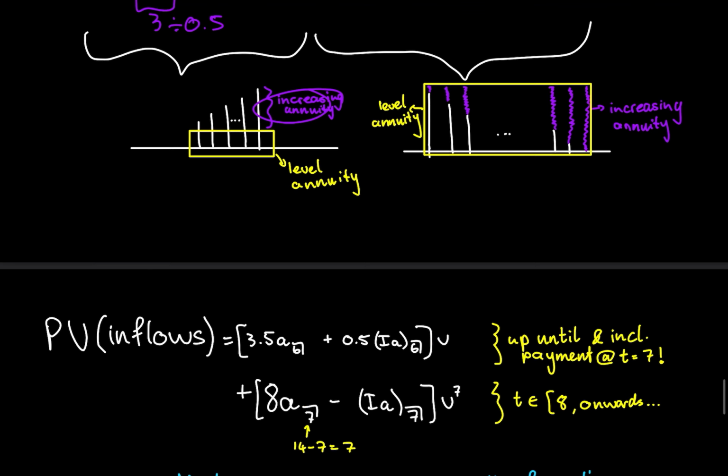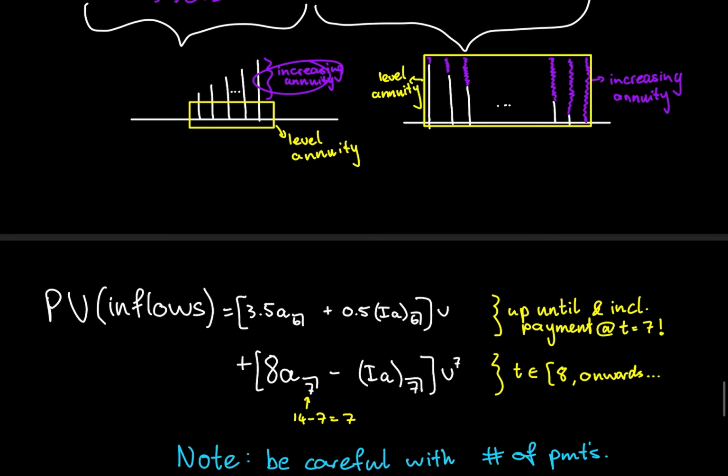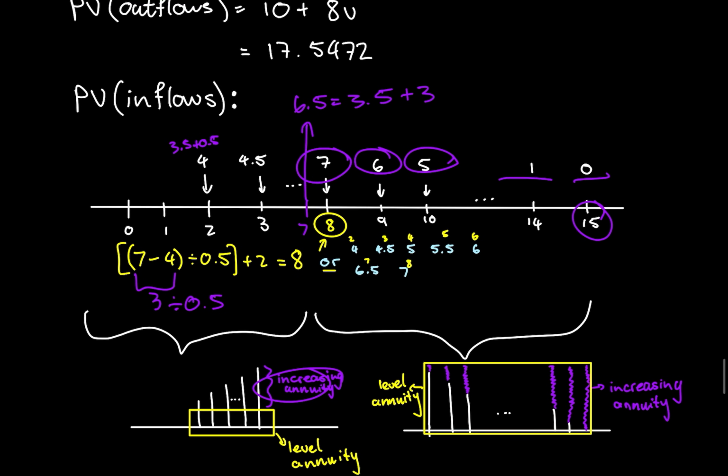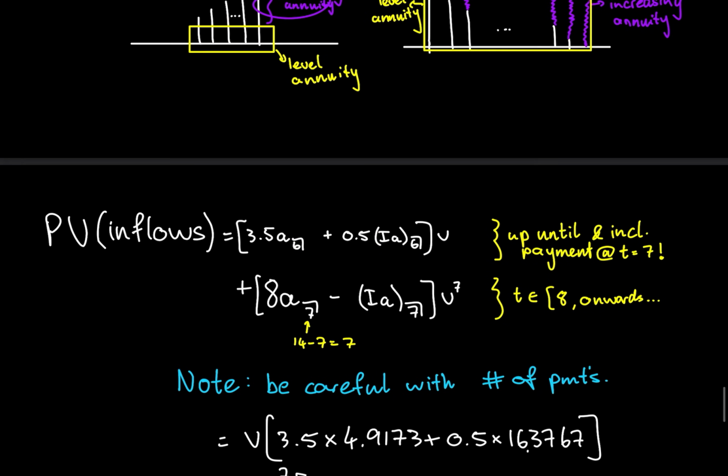Okay, now dealing with the time beyond 8. What we're going to do here is we're including payments from time 8 all the way up until the last payment that occurs at time 14. Okay, and the first payment is of value 7.